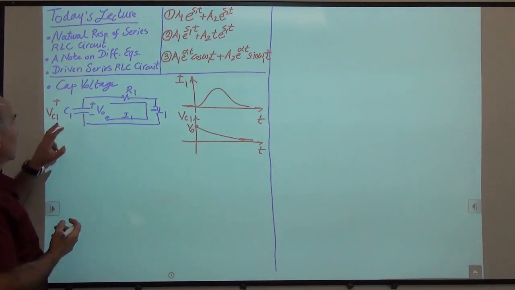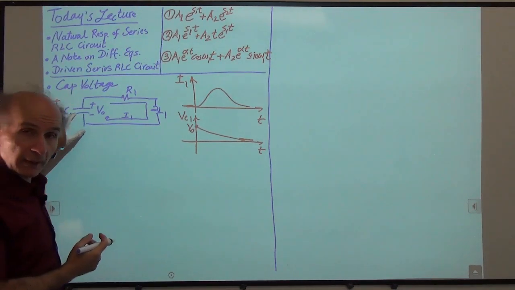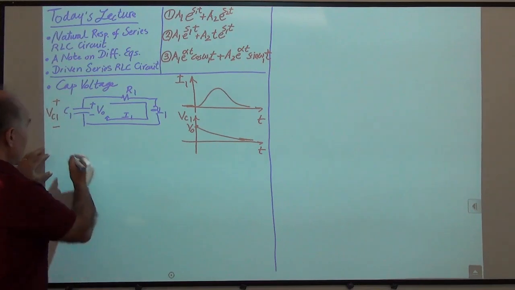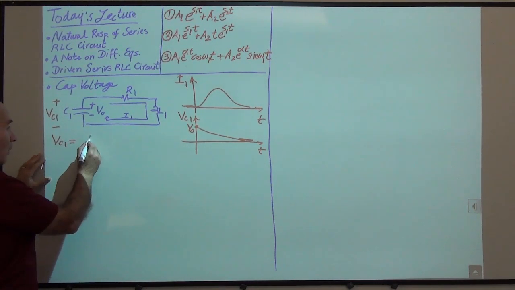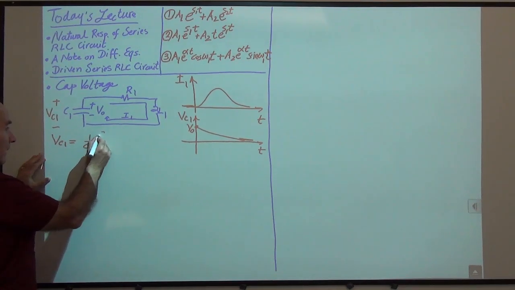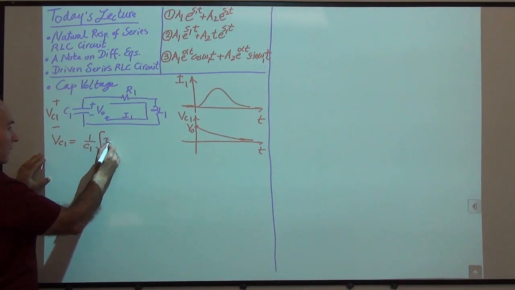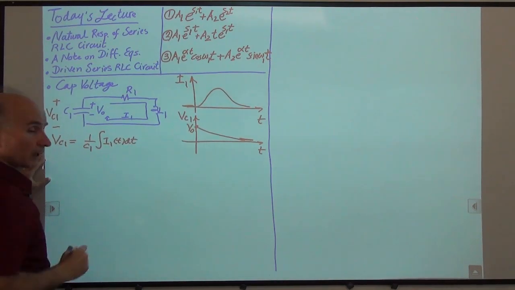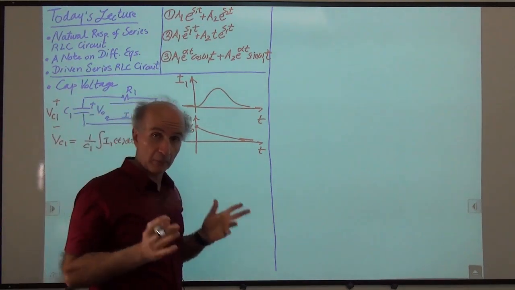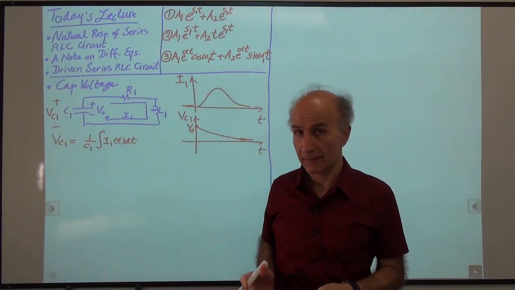We go back and say, okay, we're looking for the voltage on a capacitor, and we know that the voltage on a capacitor is given by 1 over the capacitance, integral of the current through the capacitance as a function of time, except that we have to be careful with the signs.